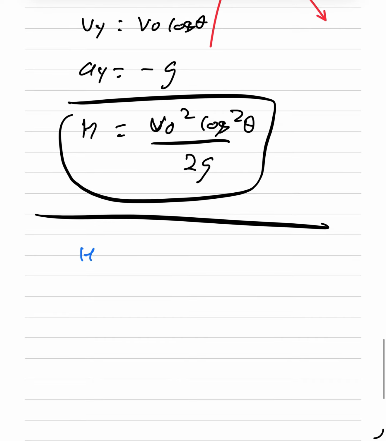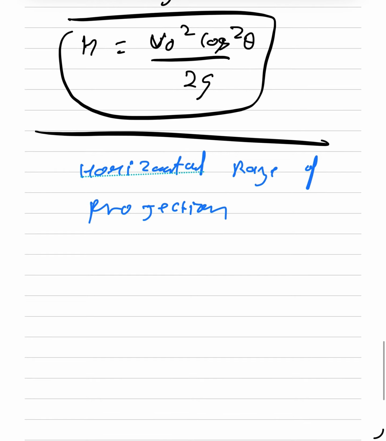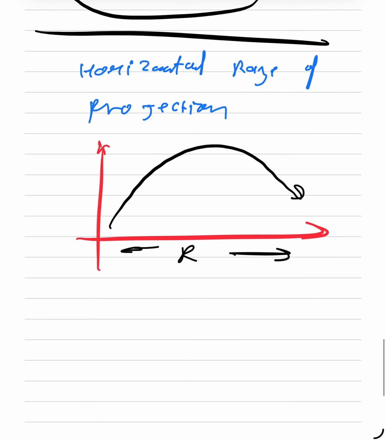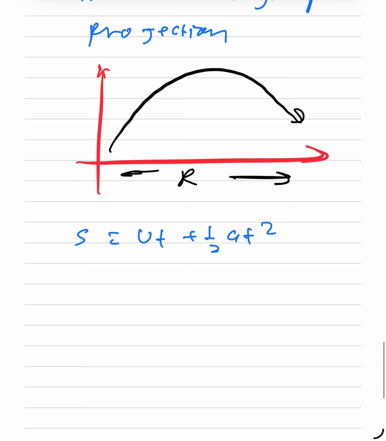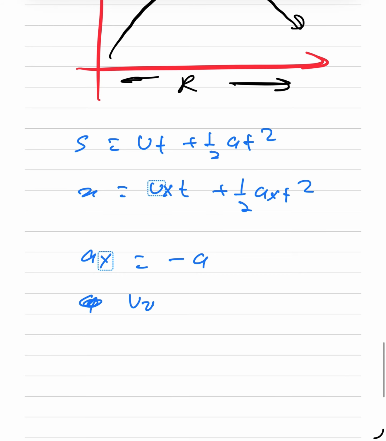Now for the horizontal range of projection, according to the given situation like this. This is the horizontal range, and for it we use the second equation of motion, s equals u t plus half a t squared. Putting in values along the x direction, x equals u x t plus 1 by 2 a x t squared, and here a x equals negative a, and u x equals v naught.